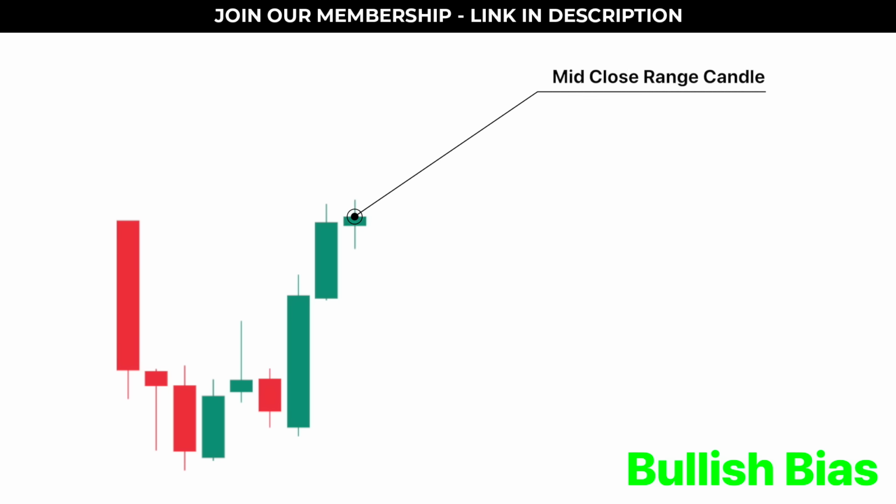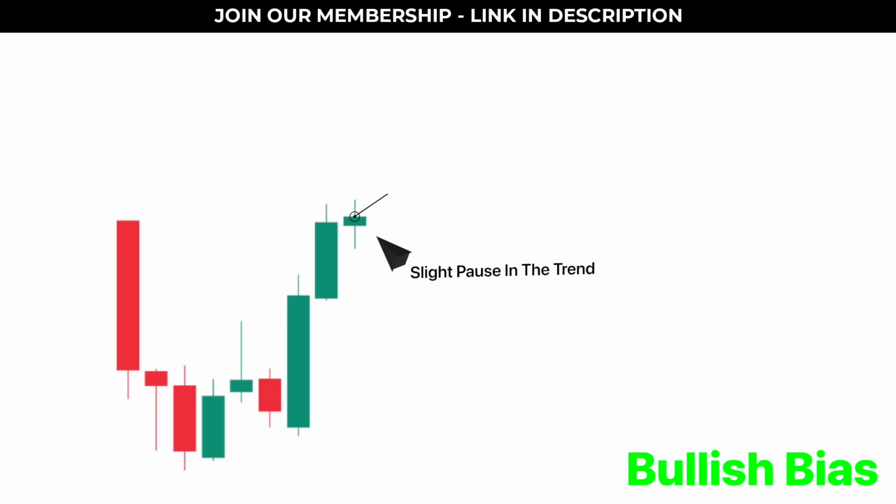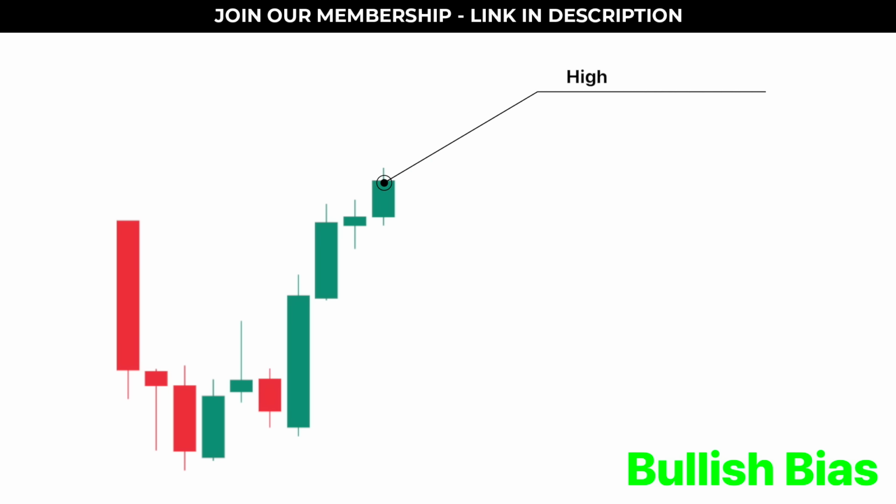The next candle is a mid-close range candle. It indicates a slight pause in the trend, but nothing serious. Next, we have a high close bull candle. This aligns with our bias, so we move forward.